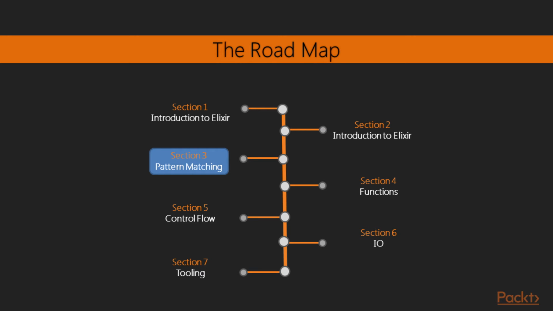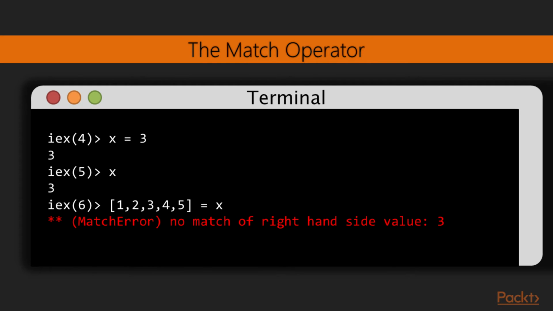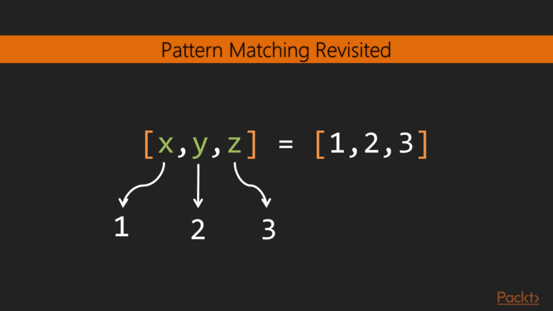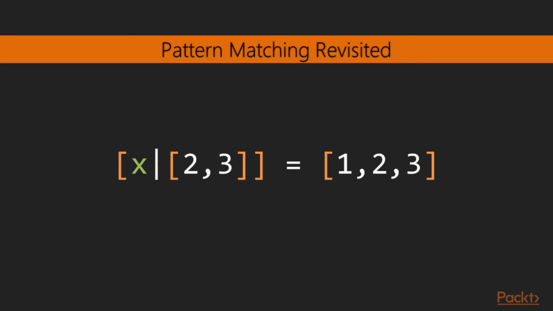In the next section, you will learn about one of the amazing features of Erlang that made it to Elixir, pattern matching. You will learn how it differs from assignment, and how it can be used effectively in practice to extract data from complex structures and as a mechanism for function dispatch.